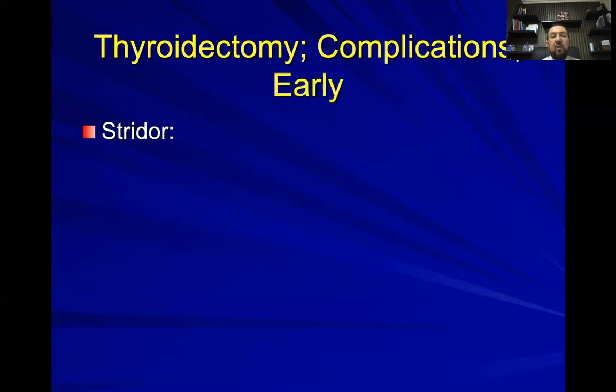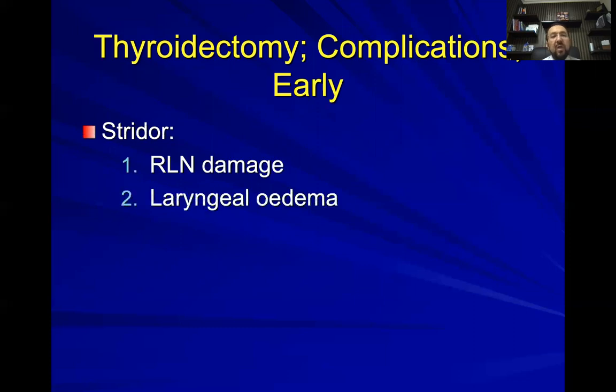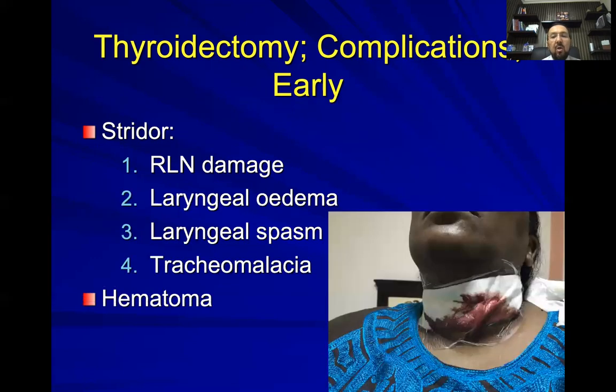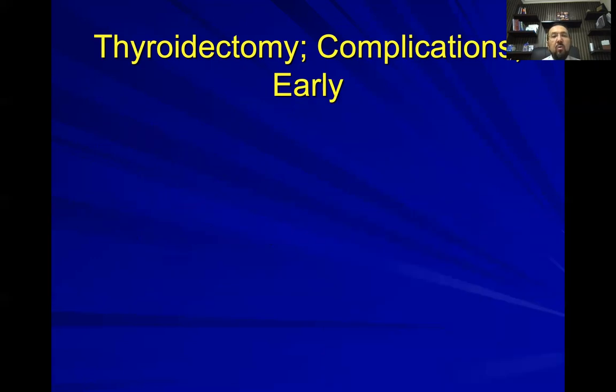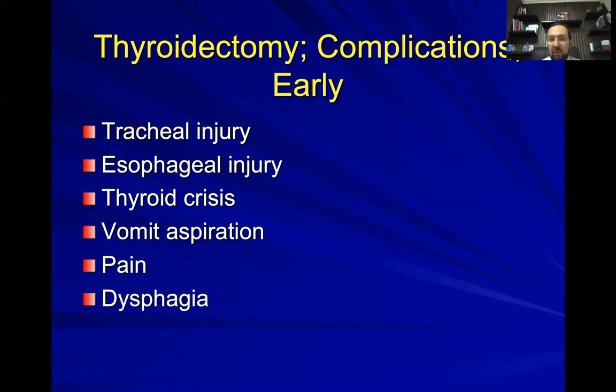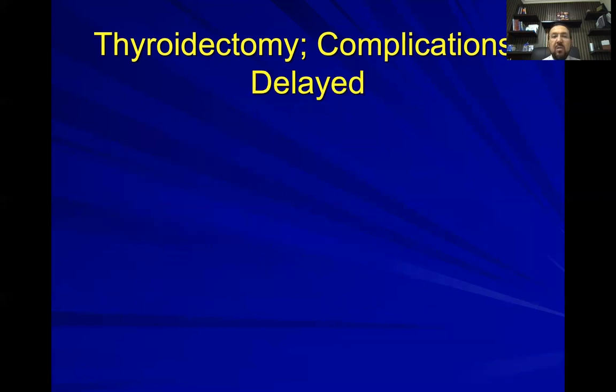Early complications of thyroidectomy include stridor, and this might be caused by recurrent laryngeal nerve damage, laryngeal edema, laryngeal spasm, tracheomalacia. The other one is hematoma, tracheal injury, esophageal injury, thyroid crisis, vomit aspiration, pain, and dysphagia. These are the early complications that might occur following a thyroidectomy.